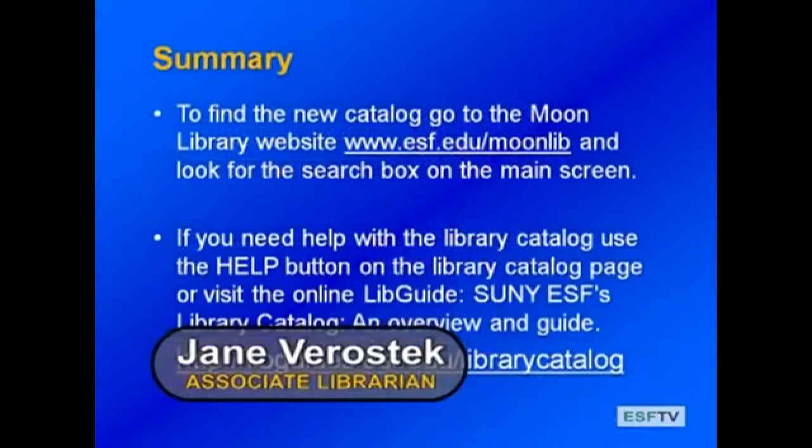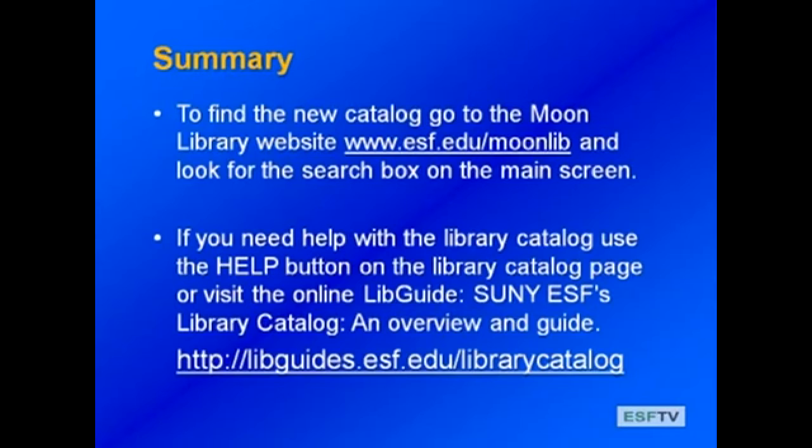To summarize, to find the new library catalog, you want to go to the Moon Library webpage, again, www.esf.edu/moonlib. There should be a search box that says Books and More. You can do a search from that box, or if you just click Search, you'll get to the basic search screen. Remember, if you need any help with the library catalog, you can contact us by coming into the library, or you can go to our new guide on the library catalog, libguides.esf.edu/library catalog.